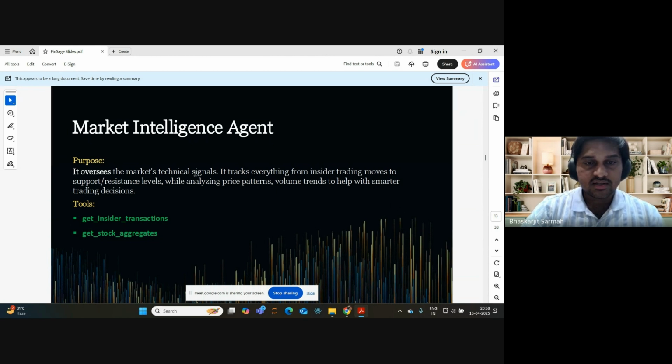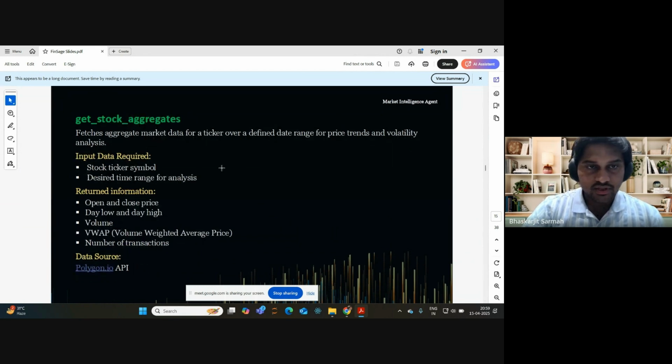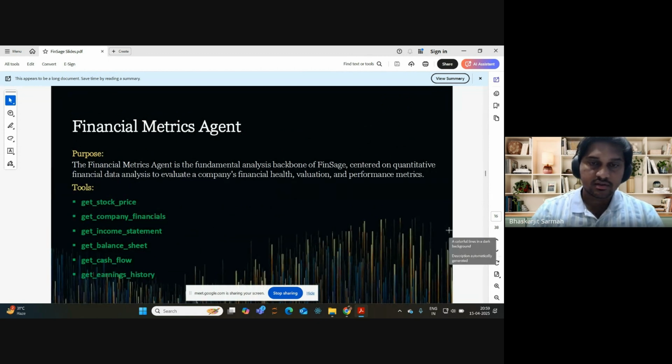It basically oversees the market's technical signals, and tracks everything from insider trading moves to support and resistance levels. We define two different tools, get insider transactions and get stock aggregates, and we get this information from the APIs that we're using under the hood. For example, to get insider transactions, we're using the Alpha Vantage API, and to get the stock aggregates, we use the Polygon.io API. So we are connecting multiple different third-party APIs to fetch this real-time data and send it to the large language model for analysis.